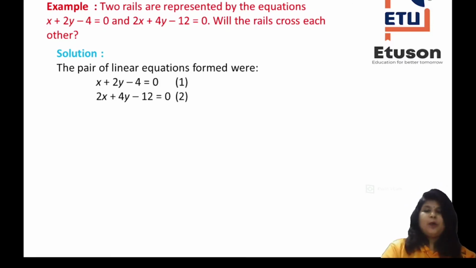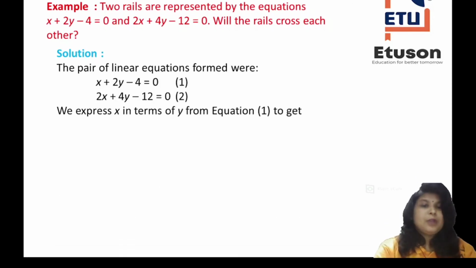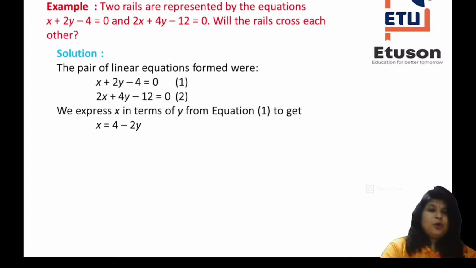What is step 1? You have to express one variable in terms of the other variable. So we are expressing x in terms of y from equation 1. In equation 1, x plus 2y minus 4 equal to 0. So what will be the value of x in terms of y? It will be 4 minus 2y. Correct or not? It is 4 minus 2y.